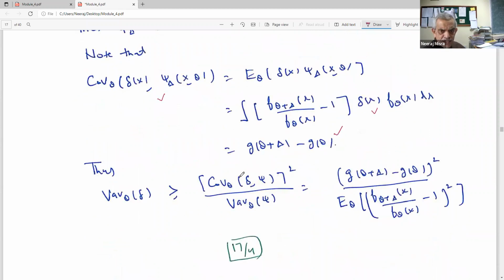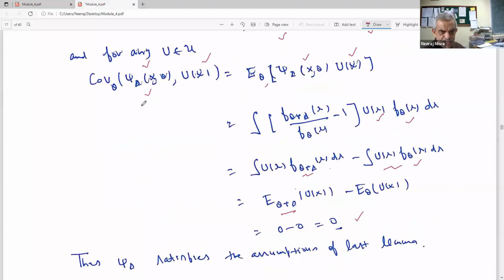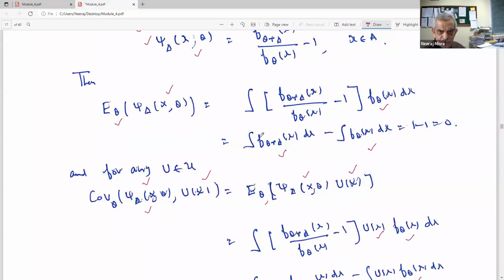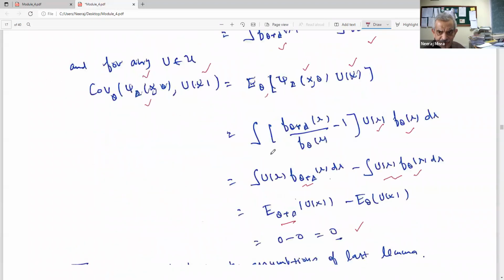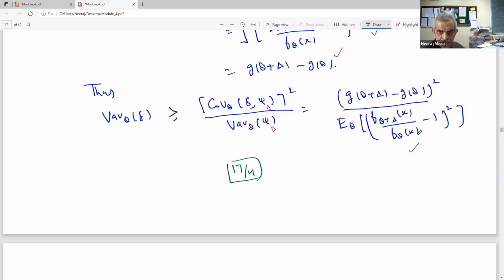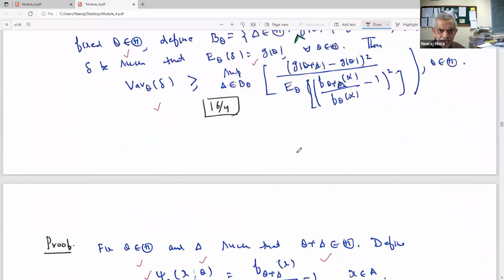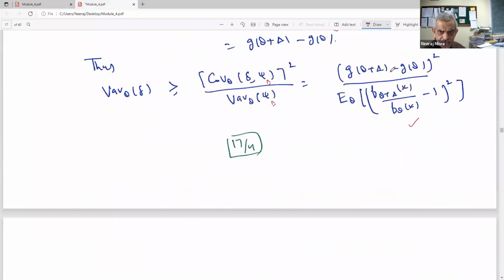I get variance of delta would be greater than or equal to covariance of delta and psi delta, squared, divided by variance of psi delta. But covariance of delta and psi delta is the same as g theta plus delta minus g theta, whole square, divided by variance of psi delta. Expected value of psi delta we have shown is 0. So variance of psi delta would be expected value of psi delta square, which would be expected value of this square. And this is what is written over here: expected value of f theta delta x upon f theta x minus 1, whole square. Let us see what my inequality said. It said exactly this. So my variance of delta would always be greater than or equal to this quantity.